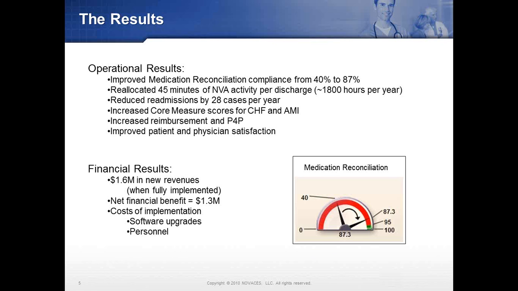We reduced readmissions by 28 cases per year. That doesn't sound like a lot, but when you look at these primary opportunities for medication reconciliation are in heart failure and AMI, that adds up to a lot, because now we're talking dollars. Now we're talking about reduced reimbursements, pay for performance, those kinds of things. So 28 cases per year can add up to a whole lot of money.